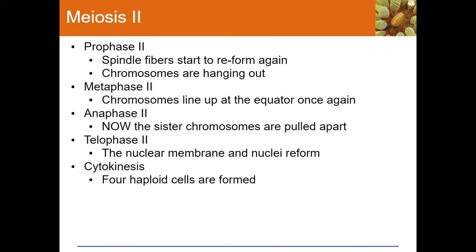So the second round of meiosis, or second division, is very, very similar to mitosis. Spindle fibers form. These chromosomes are hanging out there. The nuclear membrane's gone. Metaphase 2. Now they line up along the equator. And in anaphase 2, now the sister chromatids are going to be pulled apart. Telophase 2, the nuclear membrane starts to reform around the DNA. And then you have cytokinesis with 4 haploid cells, or N cells, that are unique.